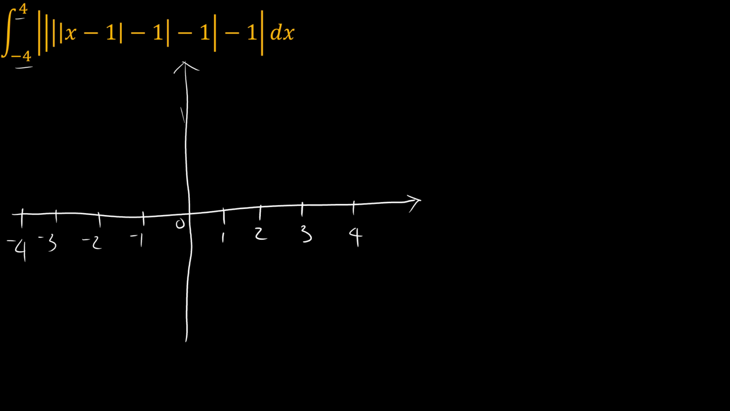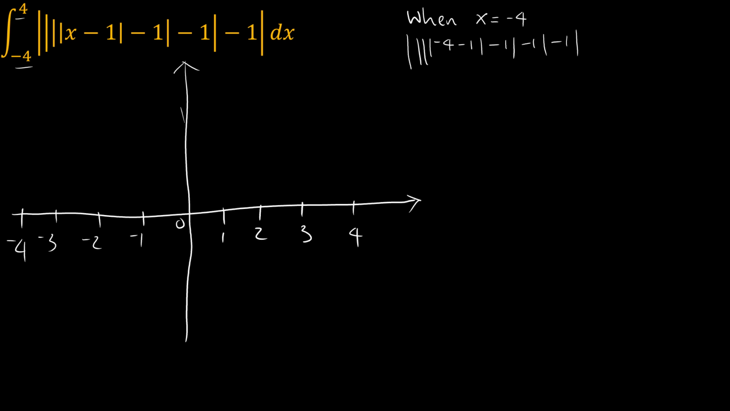Now, we begin from when x is equal to -4. So what do we have? We have -4 minus 1, absolute, minus 1, absolute, minus 1, absolute.